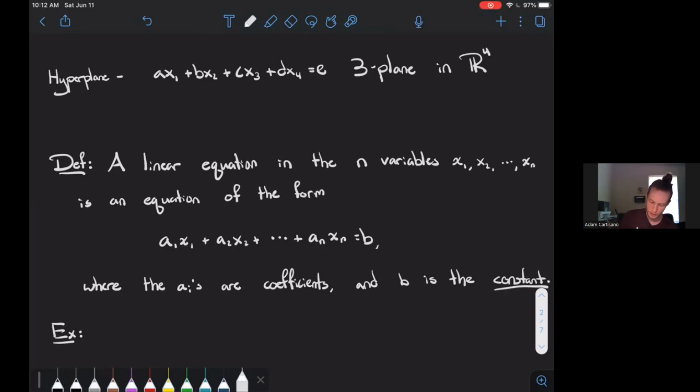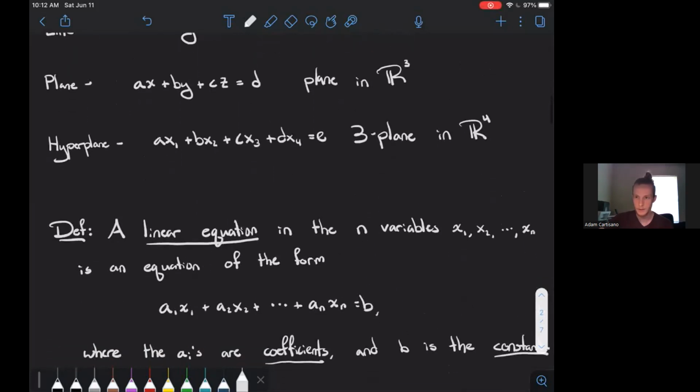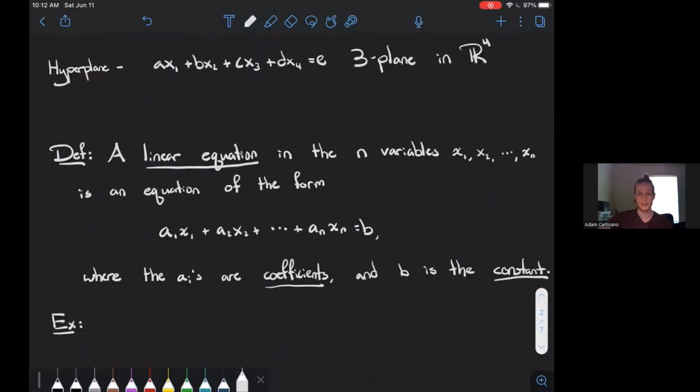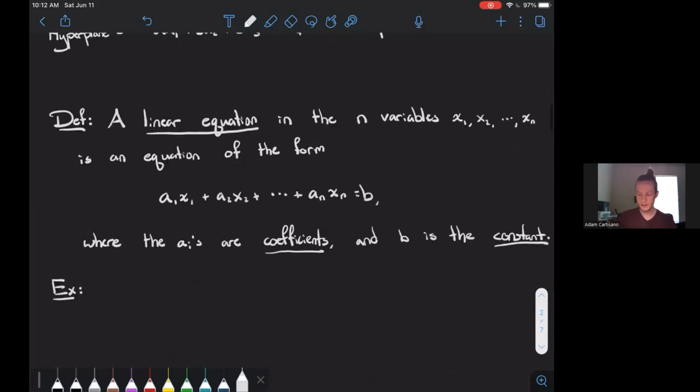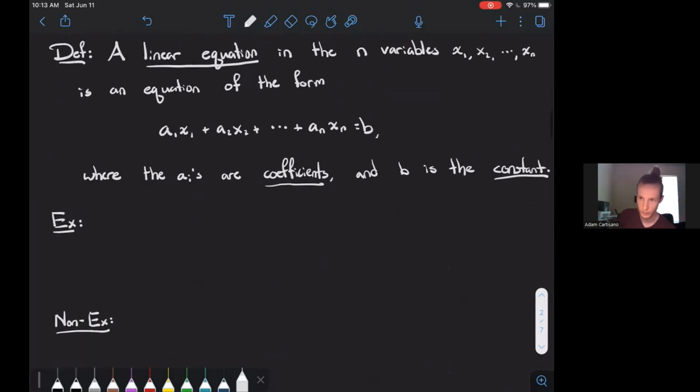So we call b the constant, the ai's are the coefficients, and this is a linear equation in n variables. Notice all we did was take the pattern and make it n variables long. This sweeps out an n minus one hyperplane inside of n dimensional space, whatever that means. Okay, great. But let's look at some examples of linear equations.